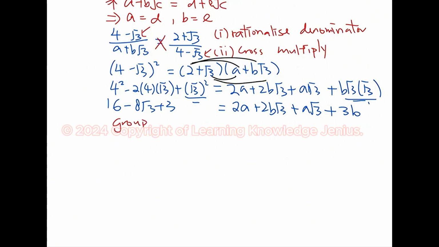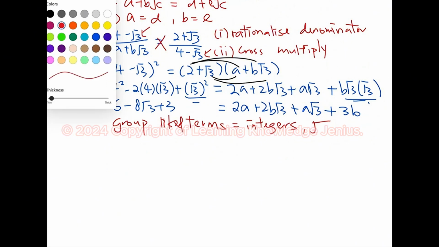Next, I'm going to group like terms together. So what are like terms in this case? For Surds questions, like terms are usually the integers. So you have to group all the integers together. But the other one is the square root term. So let me show you how to do it.